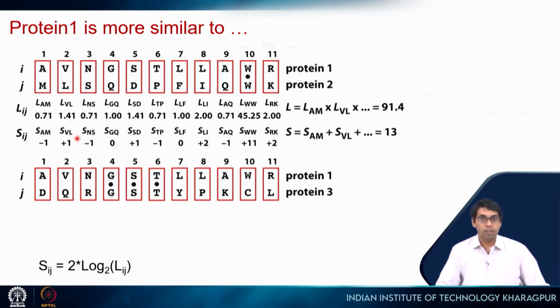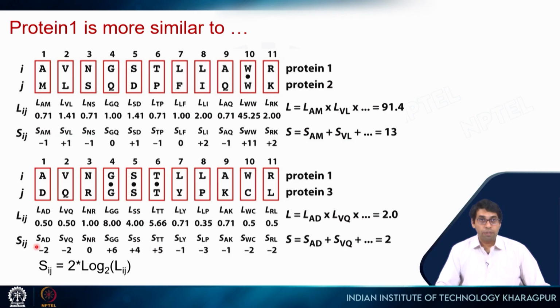So, that is why people convert this into a log scale, so that you can just add these coefficients and get some number. So, protein 1 and protein 2, if you do this, you get this number as 13. What do we get for protein 1 and 3? If I do that for protein 1 and 3, I get this number as 2. So, clearly this is greater than this. So, the higher this number, the more similar these two proteins are. It means protein 1 is more similar to protein 2 than protein 3, right. Even though we have more identical residues here, if you take into consideration similarity, then protein 1 is more similar to protein 2 than protein 3.